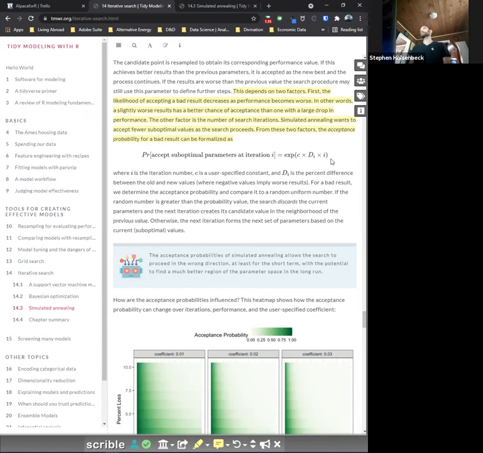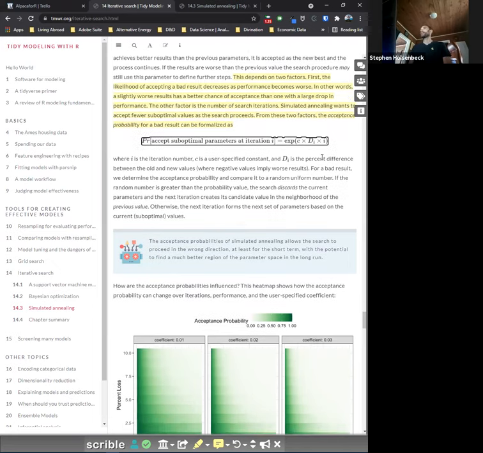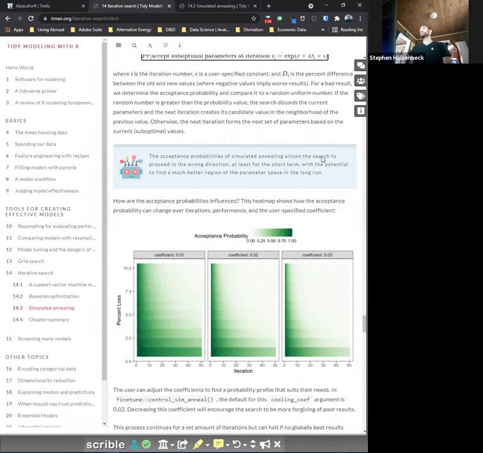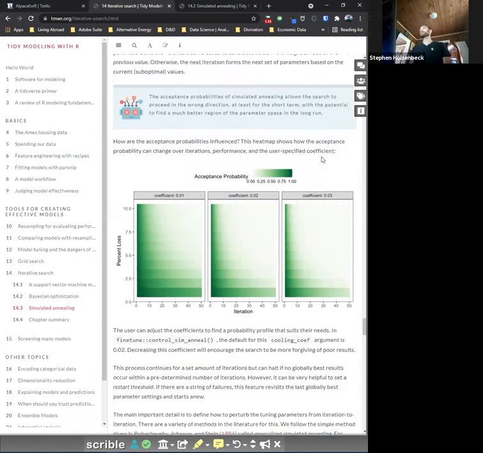From these factors, the acceptance probability for a bad result can be formalized as the probability of acceptance is the exponentiation of a user-specified constant times the percent difference between the old and new values, where a negative value implies worse results, times i, the iteration number. If the random number is greater than the probability value, the search discards the current parameters and the next iteration creates its candidate value in the neighborhood of the previous value. Otherwise, the next iteration forms the next set of parameters based on the current suboptimal values.